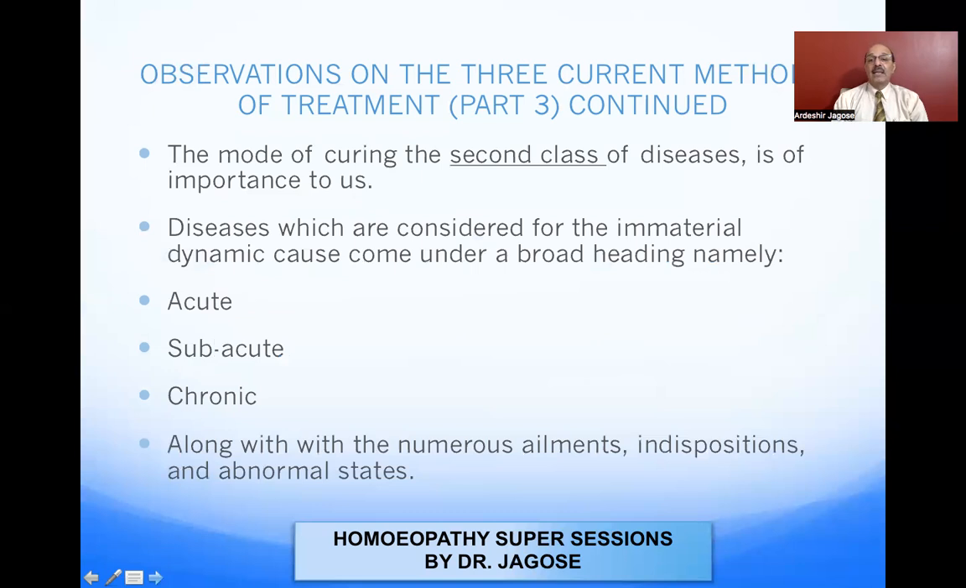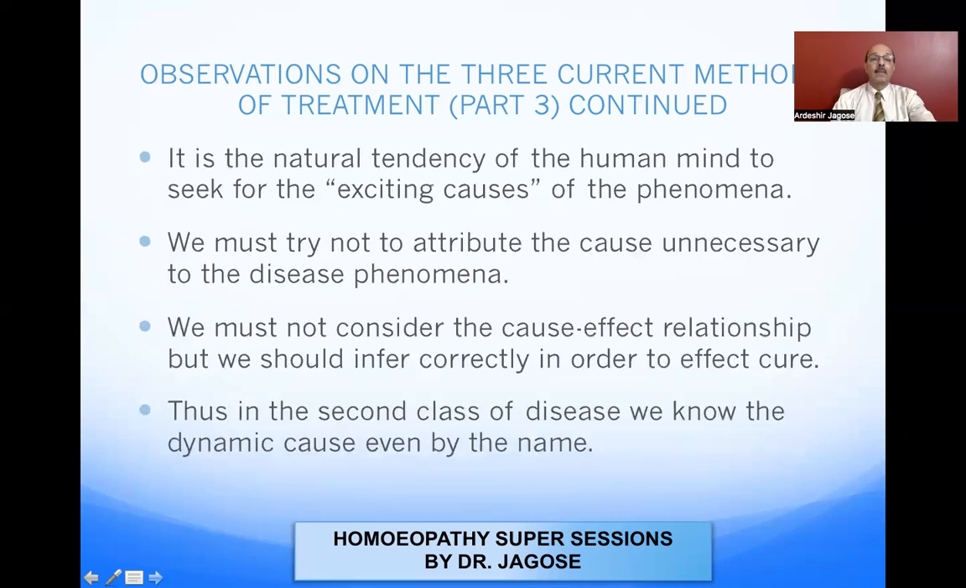The mode of curing the second class of disease is of importance to us. The diseases considered to have an immaterial dynamic cause come under a broad heading, mainly acute, subacute, and chronic, along with numerous ailments, indispositions, and abnormal states. So in the second class you can again divide it into three heads, acute, subacute, and chronic, and also speak of indispositions and abnormal states.